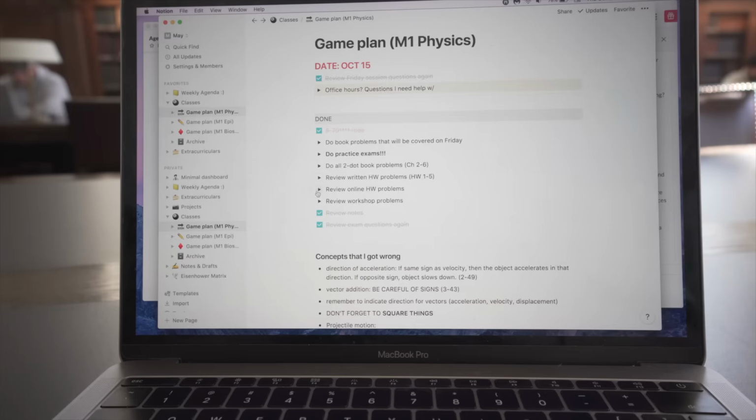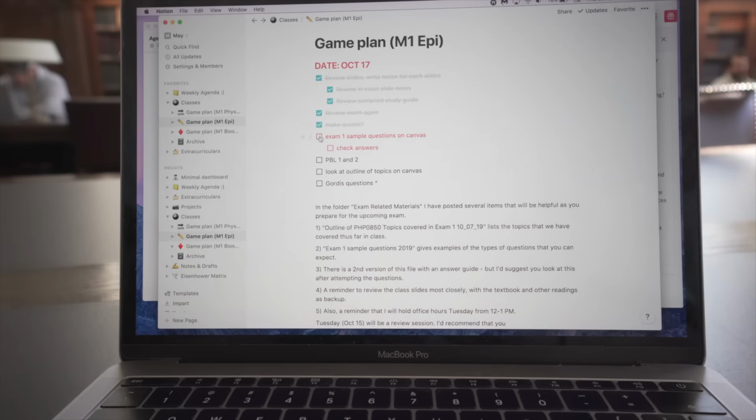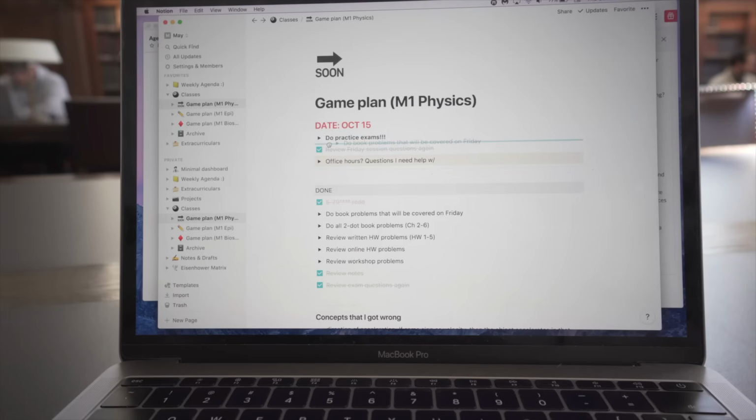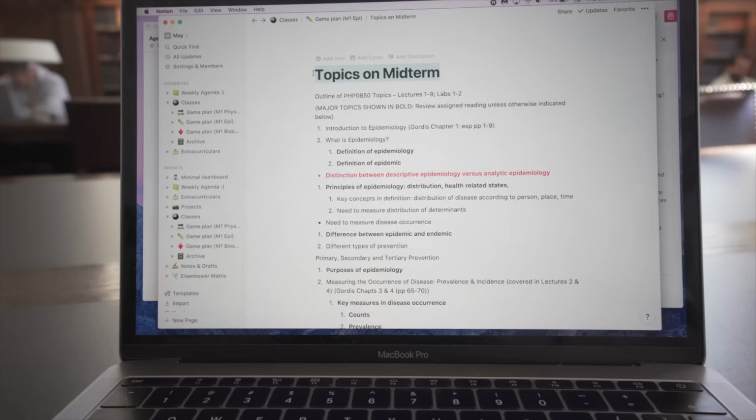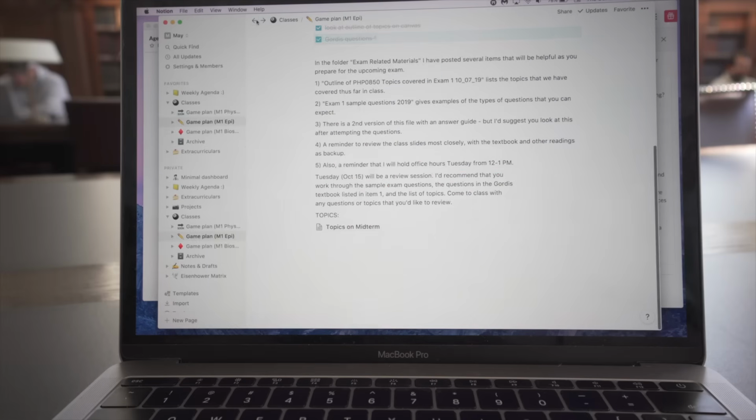So I wrote down my step-by-step plan on how I was going to study for each class about a week in advance, and then ordered the to-dos in priority by dragging them around. Plus, I made sure to include really important announcements from professors on course material and the content that was going to be covered by the exam. Okay, so how did I study for each type of class?